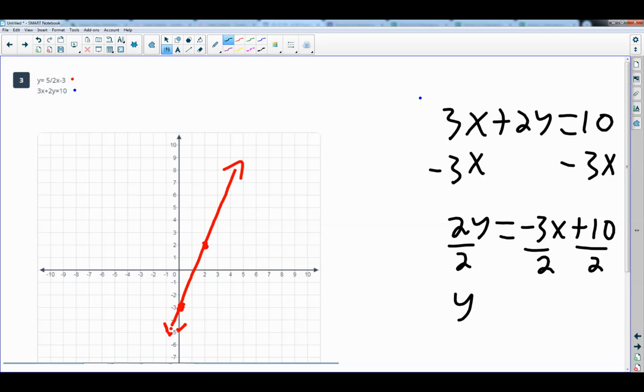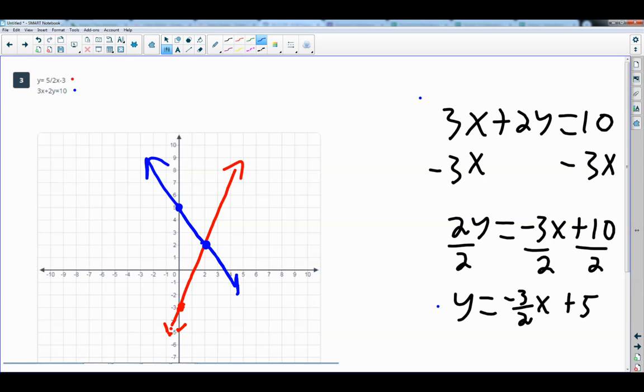And this will get me y equals negative 3 over 2, which cannot be simplified, and 10 divided by 2 is 5. So for the blue line, I'm going to start at 5. And my slope is negative 3 over 2. So I'm going to go down 3: 1, 2, 3, over 2. Okay.